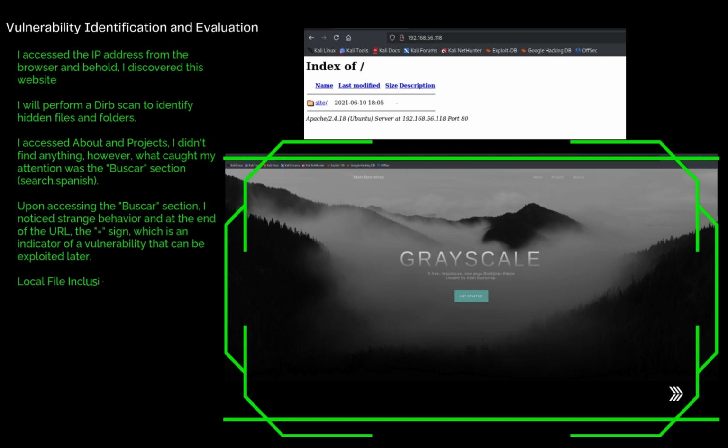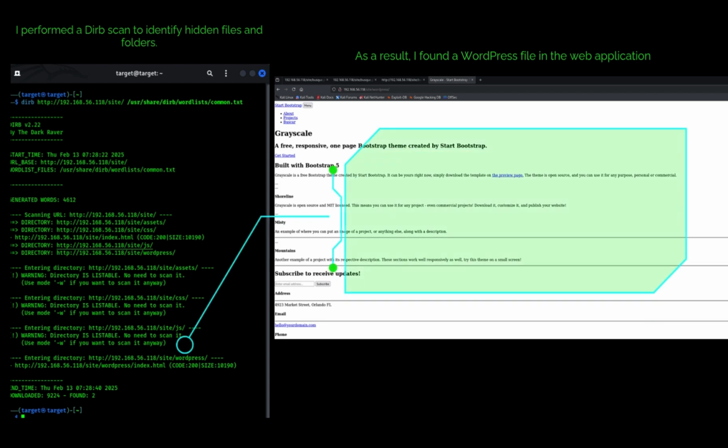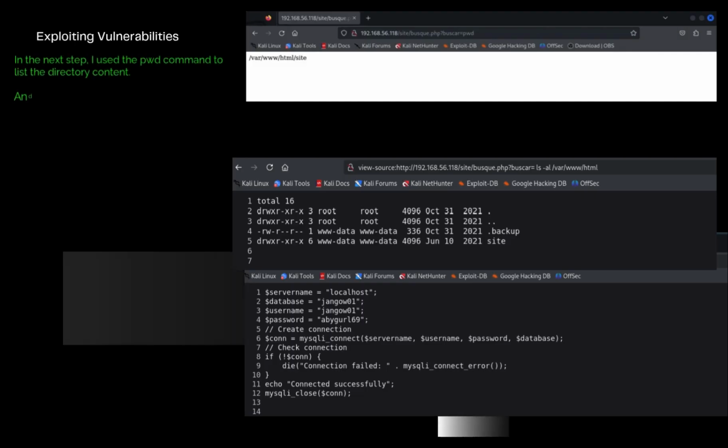I started by finding the target's IP and scanning it with Nmap. I discovered open ports 21 and 80, FTP and HTTP, which immediately told me where to focus next. I explored the website manually and used Dirb to find hidden directories, and one search parameter behaved oddly, which allowed me to read system files. That's how I discovered a local file inclusion vulnerability.